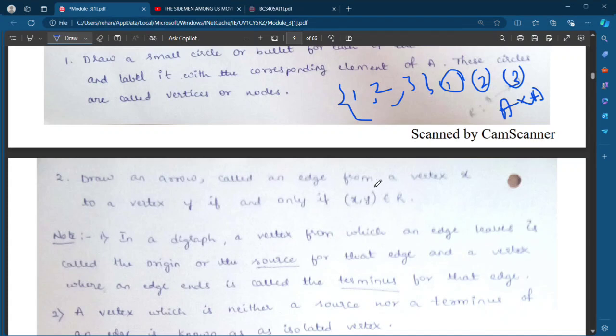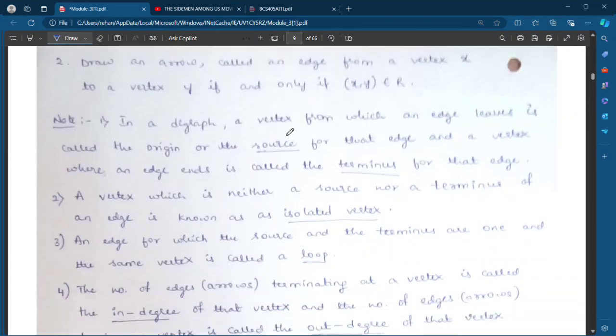Draw an arrow called an edge from a vertex x to a vertex y if and only if (x, y) belongs to R. Very simple, right? In a digraph, a vertex from which an edge leaves is called the origin or the source for that edge, and a vertex where the edge ends is called the terminus.